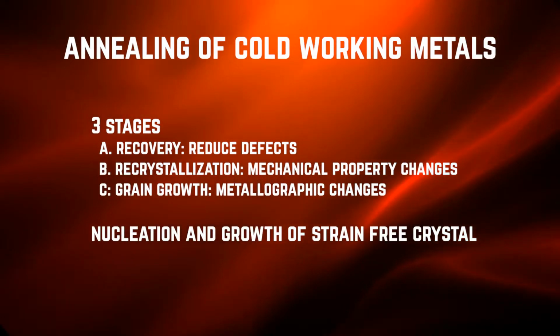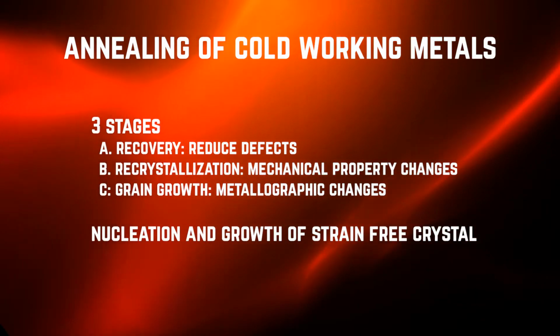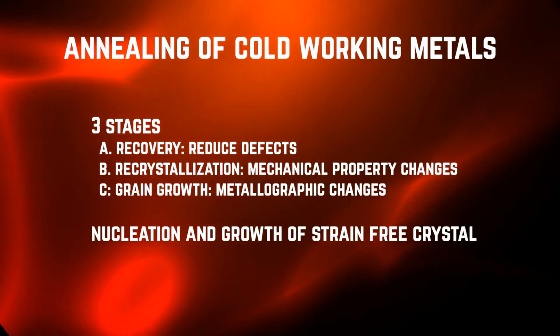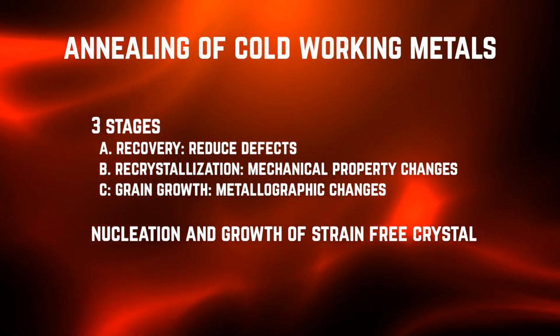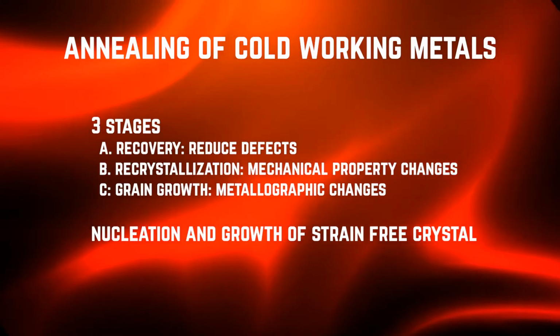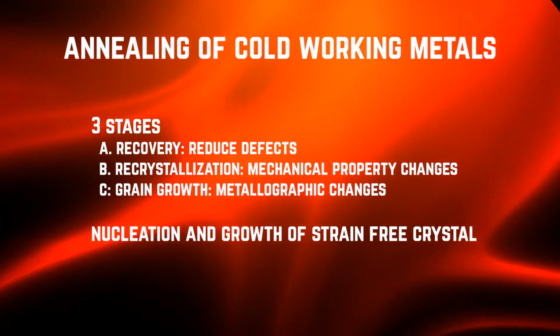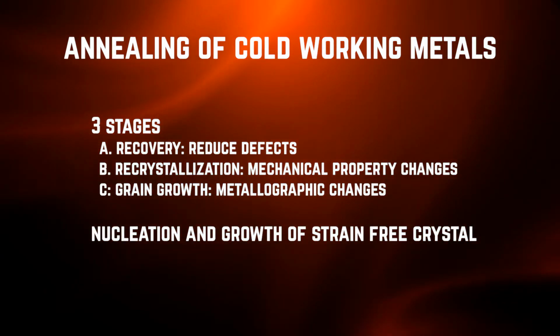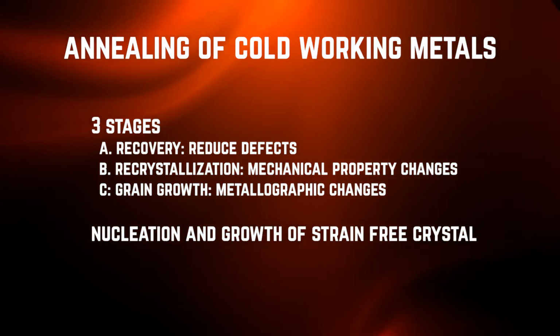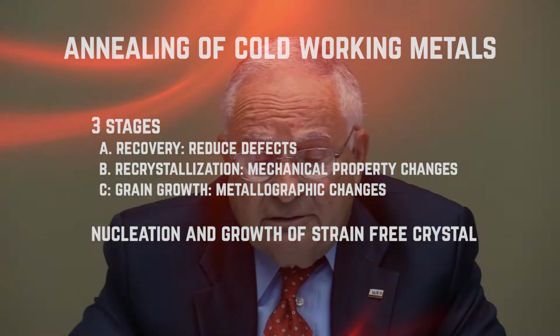There are 3 stages, and I'll show them in the next graph, called recovery, recrystallization, and grain growth. Most people, when they talk about annealing, they talk about B, recrystallization, and that's where the mechanical properties change. In addition to those 3 stages, the grains that are present will grow further and become larger, and that can also have an effect upon the resulting mechanical properties.